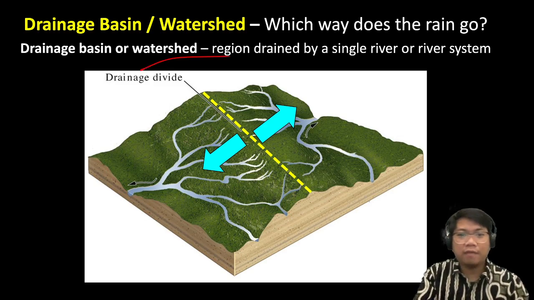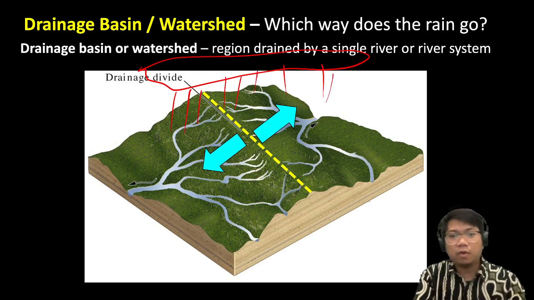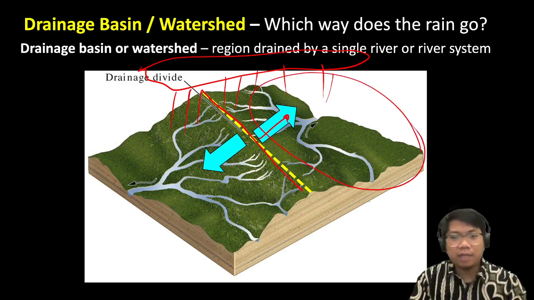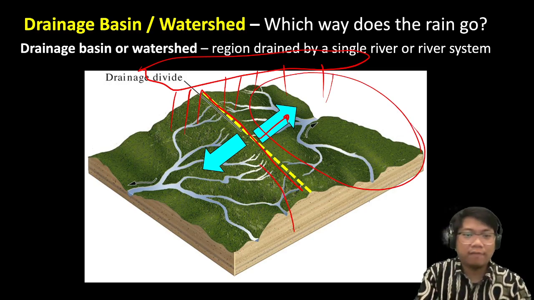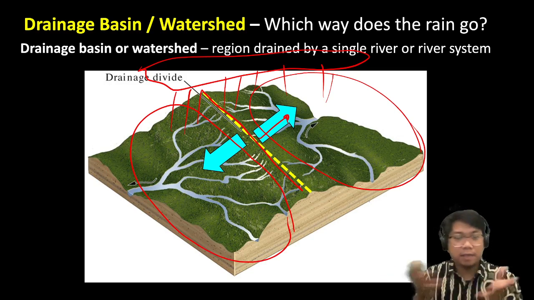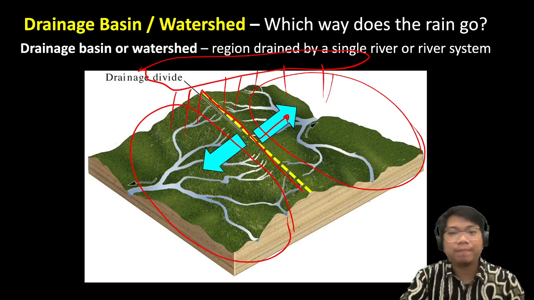So, for example, if we have rain right here, every single drop of water that falls on the right side of the yellow line will become part of the drainage basin here on the right side, whereas all the water molecules that fall on the left side of this yellow line will become part of the drainage basin on the left side. As simple as that.